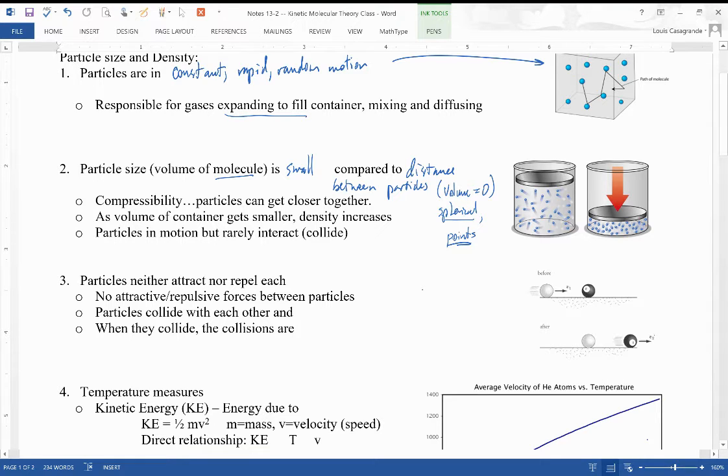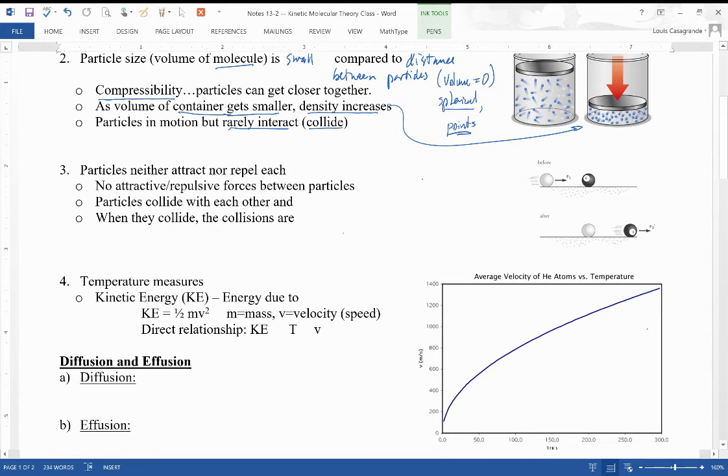One of the important things about the distance being large compared to the size of the particles is that with the gas particles being far apart, we can get them closer together. And that's why gases are compressible, lots of room in between them. As the volume of the container gets smaller, the particles aren't changing size, but the density is going to increase because we're moving things closer together. And even when they get relatively dense, as we can see on the right side, those particles are still far enough apart that in motion, they rarely interact or collide, unlike in a solid or a liquid when they're constantly bumping into each other.